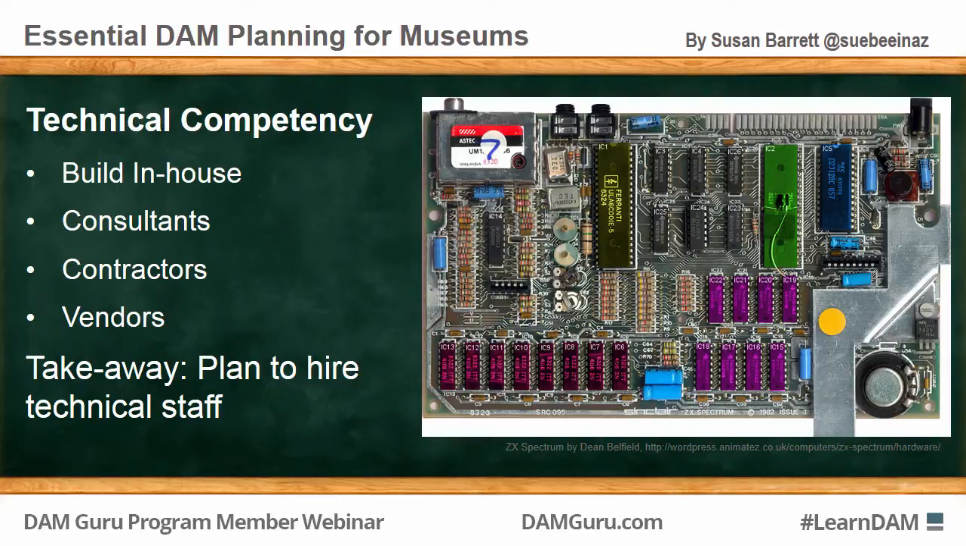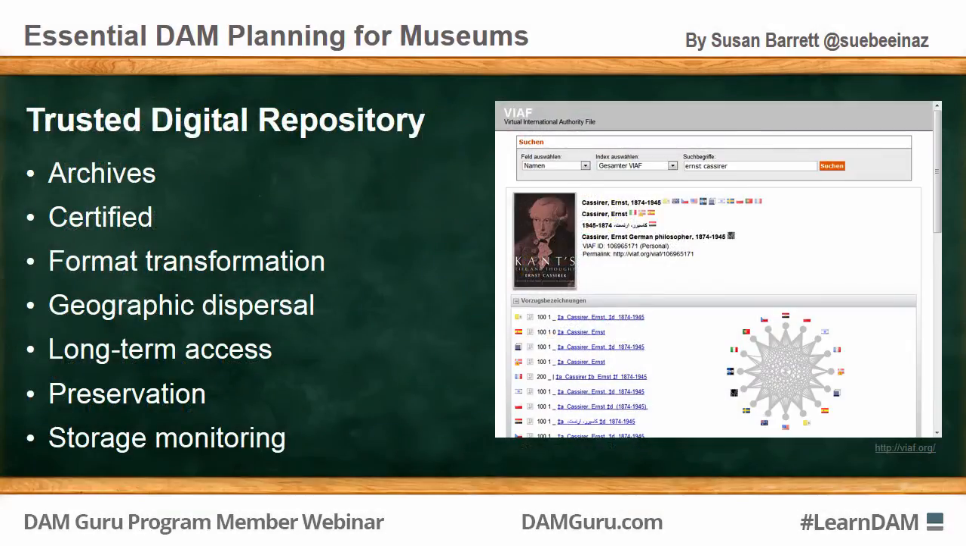plan to hire or contract technical staff. Someone in the museum needs to have basic technical competency with digital formats, database administration, and computing hardware and software. So I'd like to talk a little bit about trusted digital repositories. They support long-term access and preservation of digital assets.